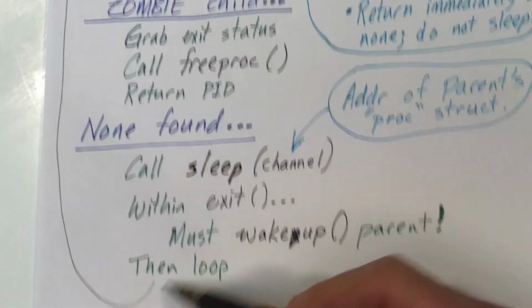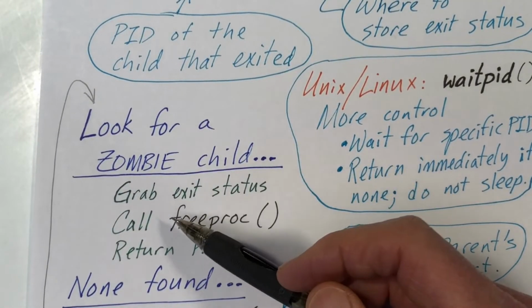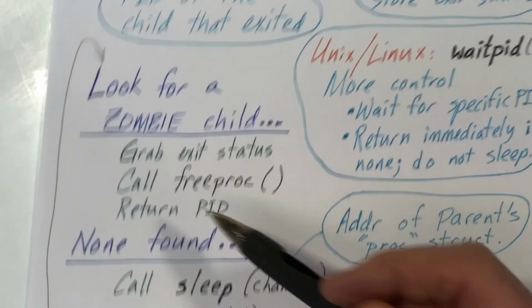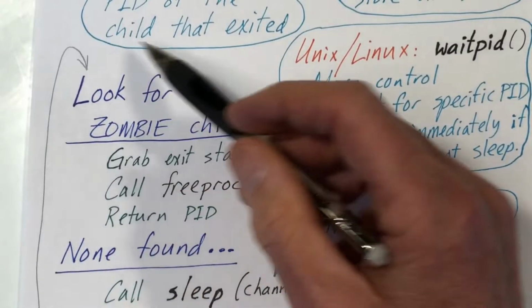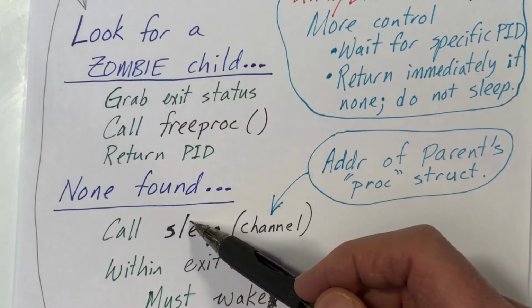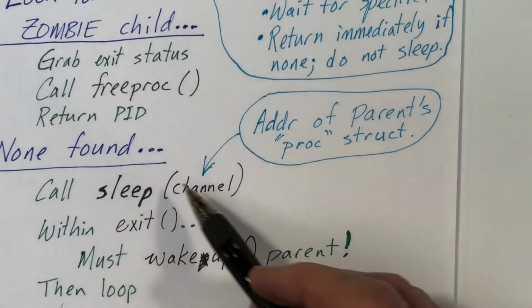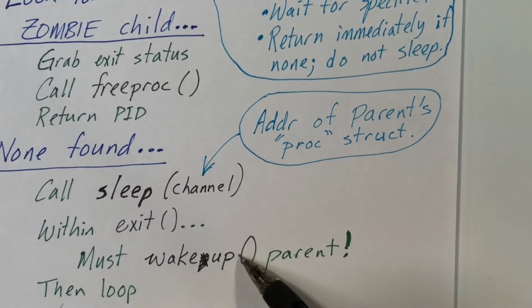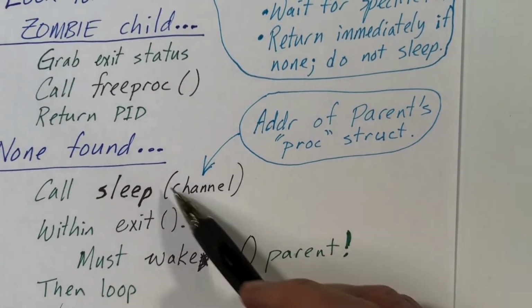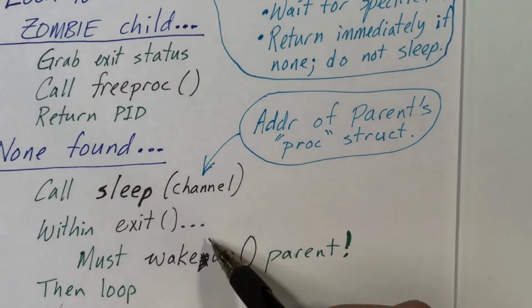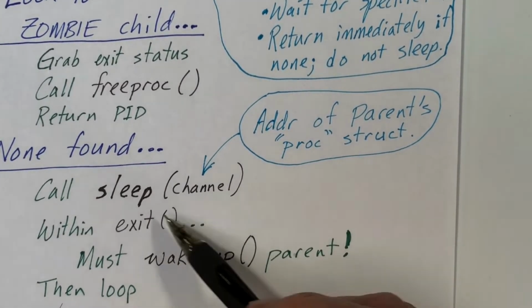And the parent will then loop back up and look for the zombie child. If the parent is awoken for some other reason, then there won't be a zombie child and it would just go back to sleep. Remember that the sleep and the wake up functions communicate with this channel, which is an uninterpreted value that the sleep and the wake up don't really look at, but it's used to coordinate.